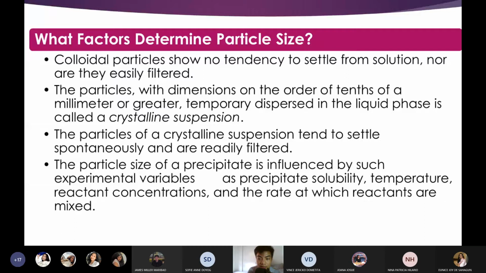For example, yung gatas, lagyan mo ng suka, what will happen? Yung milk molecules, they will start coagulating. So mas mabilis sila i-collect, no, from the liquid. Mas madali sila tanggalin. Okay? So yun. So the particle size of your precipitate and colloid can be altered by the following variables.